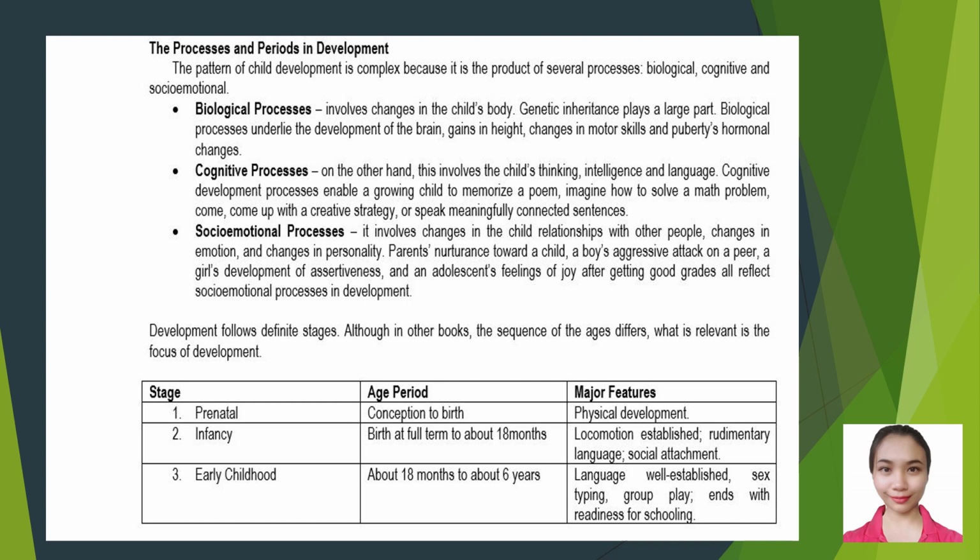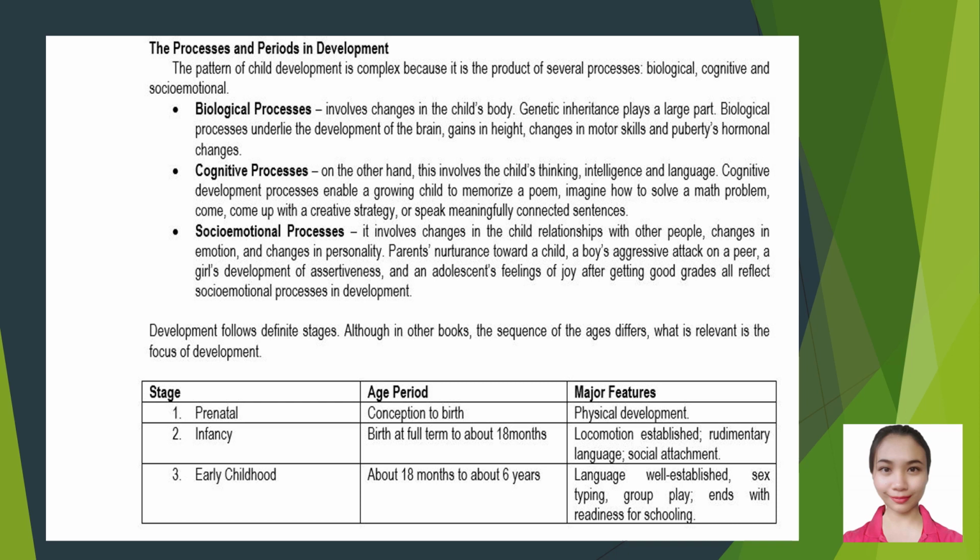Next is the socio-emotional processes. It involves changes in the child's relationship with other people, changes in emotion, and changes in personality. So parents' nurturance toward the child, a child avoiding aggressive attacks on a peer, a girl's development of assertiveness, and an adolescent's feelings of joy after getting good grades all reflect socio-emotional processes development. In these socio-emotional processes, class, this includes changes in the individual's relationship with other people. These are also changes in emotions and changes in personality.